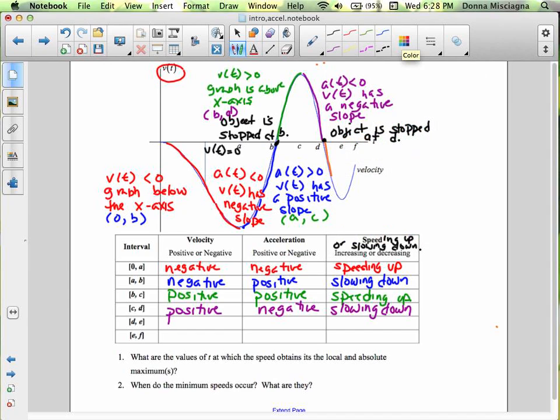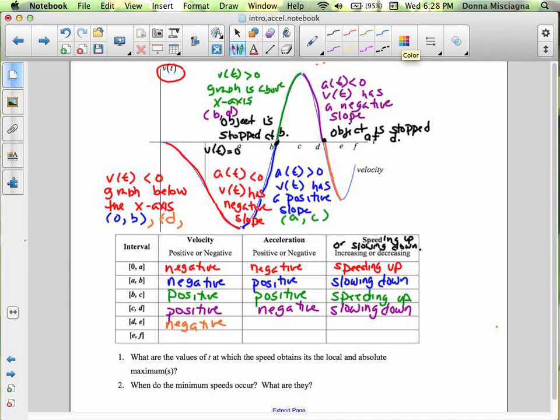There. Hopefully it's still orange. All right, so from D to E, notice that we are below the x-axis. So not only from 0 to B, but also from D to E, we are negative. It is below the x-axis.